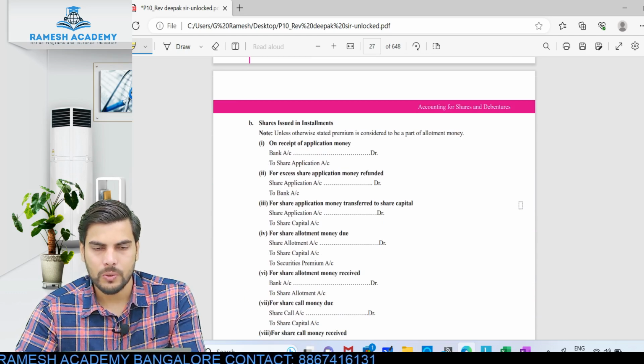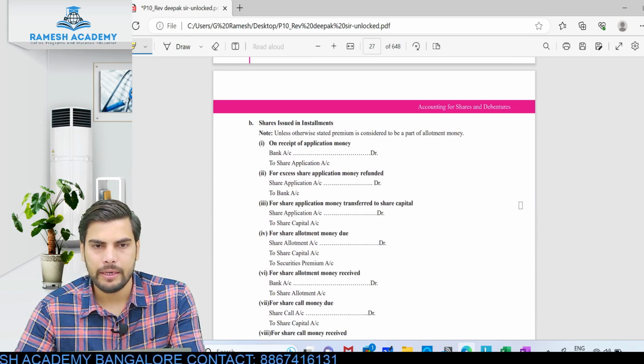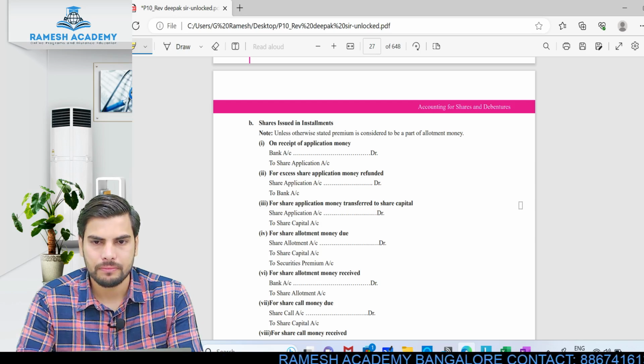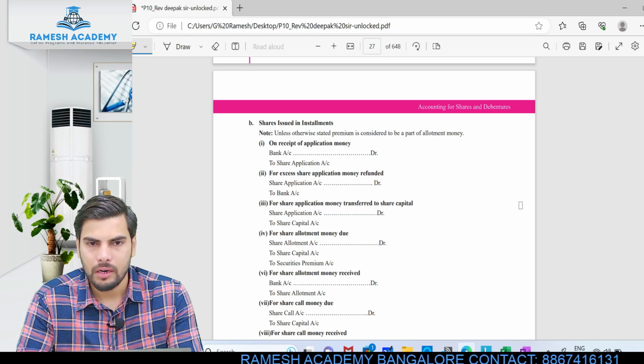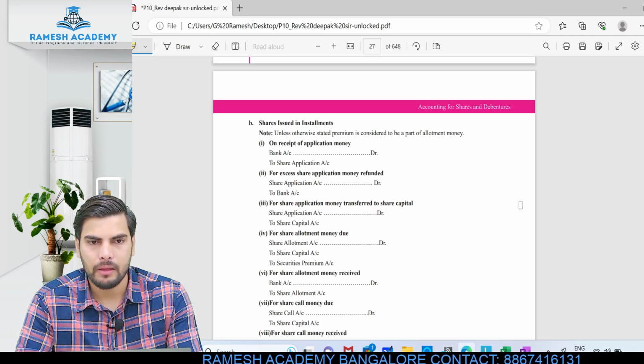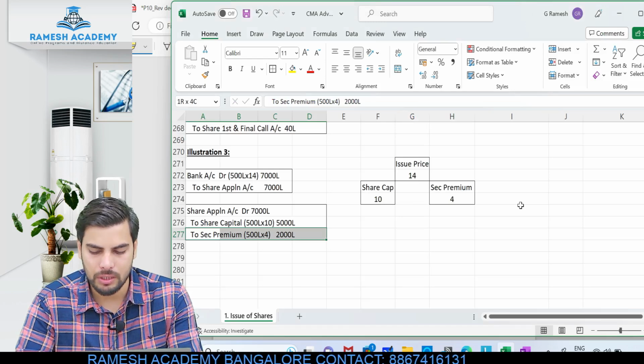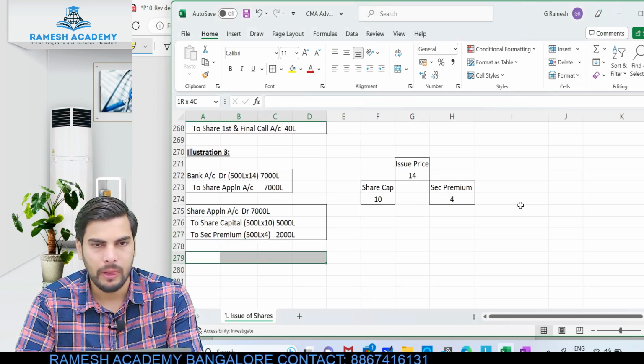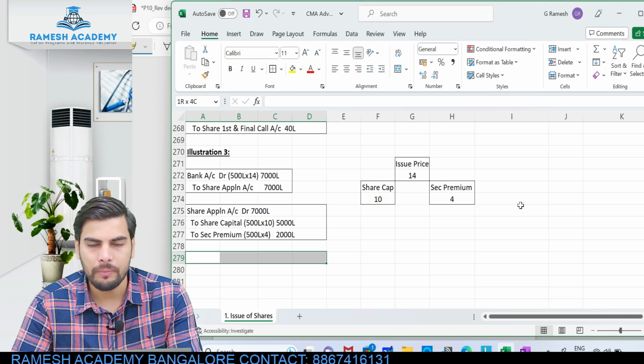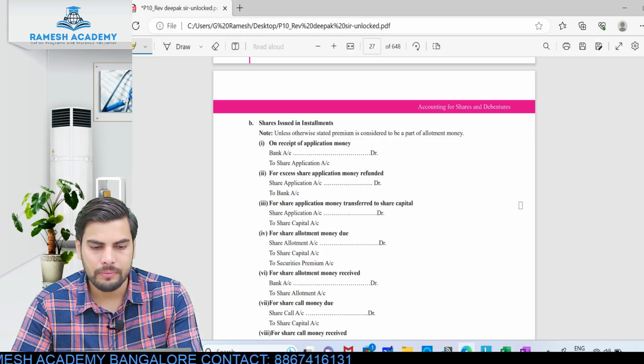Hope you guys understood this. Any doubt, any confusion? Clear about this illustration number 3? The only thing is, this entire amount was received at the application stage itself. So that's why we did not pass any journal entry pertaining to the allotment stage and call money stage. Now look at the next thing.